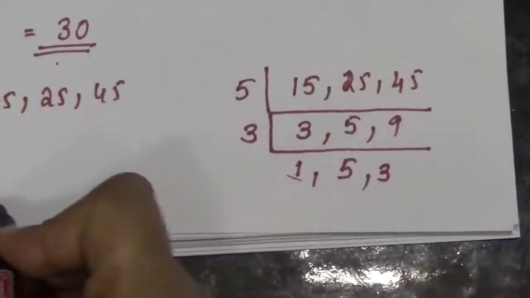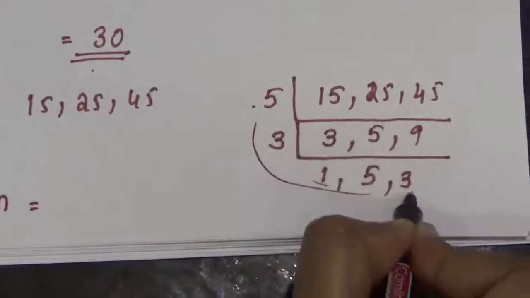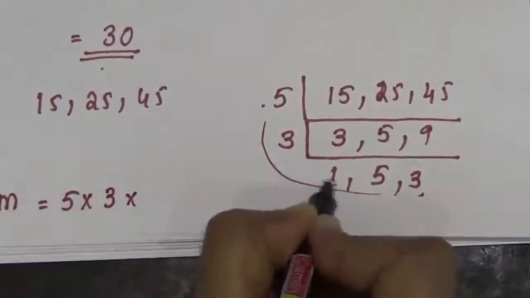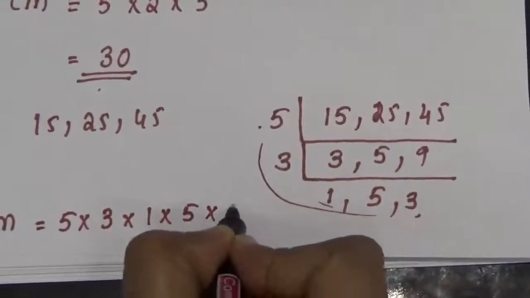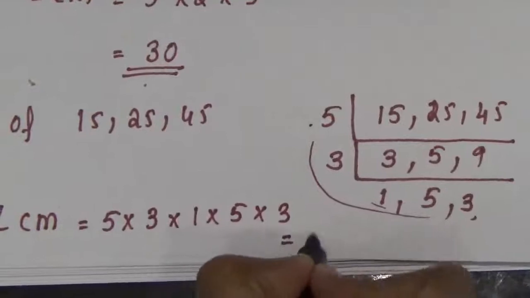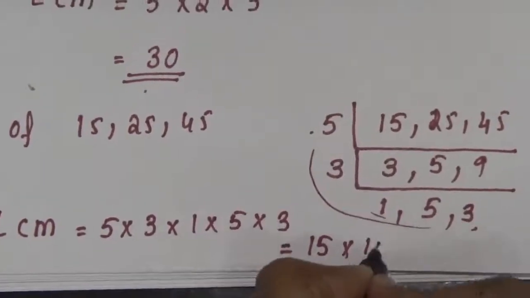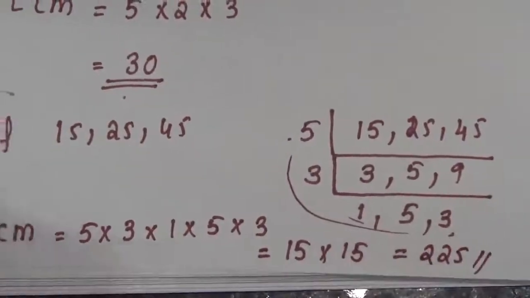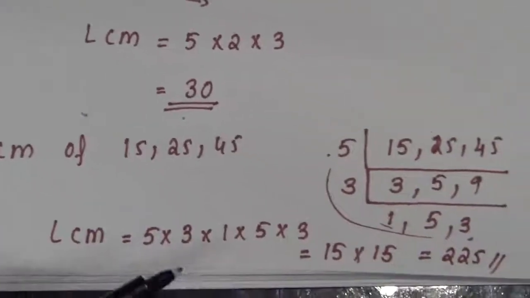Now you can find the LCM. LCM is equal to multiplying these numbers. So what do you get? 5 into 3 into 1 into 5 into 3. 5 into 3 is 15, into 1 into 5 into 3, that is 15. 15 into 15 is 225. So the least common multiple of 15, 25, 45 is 225.